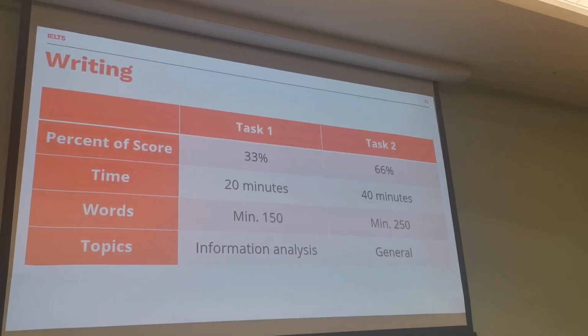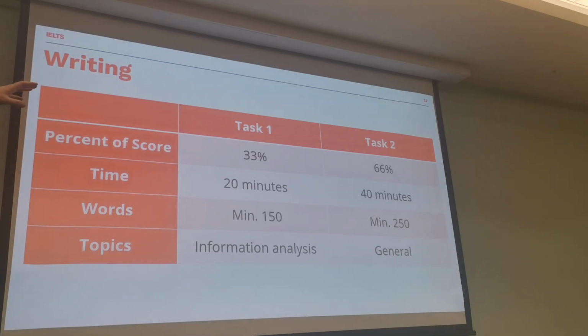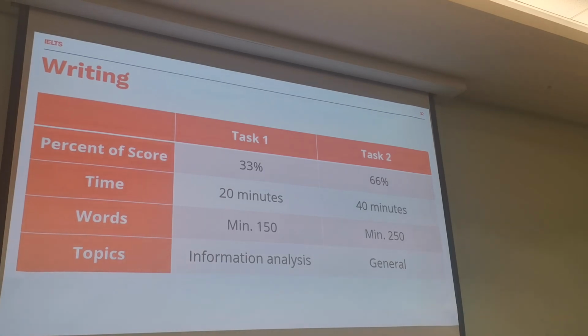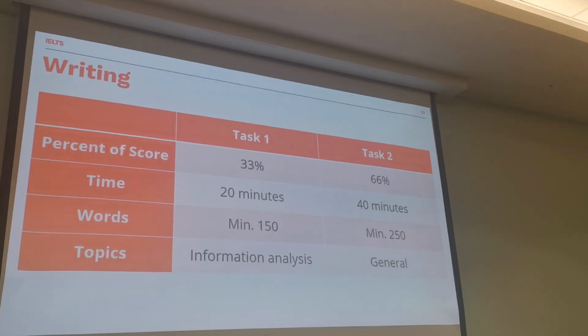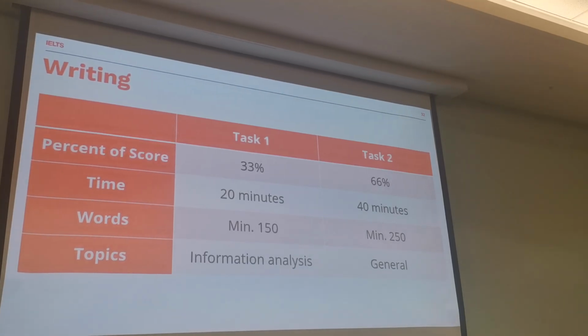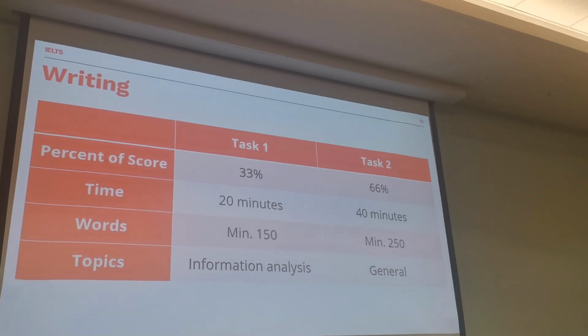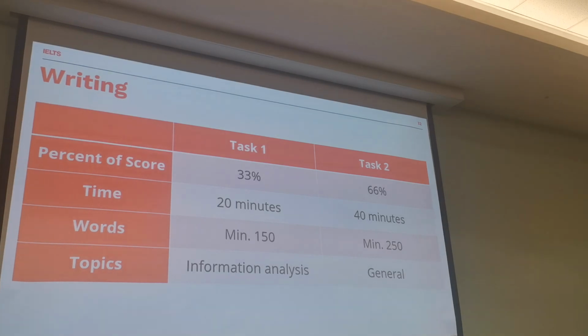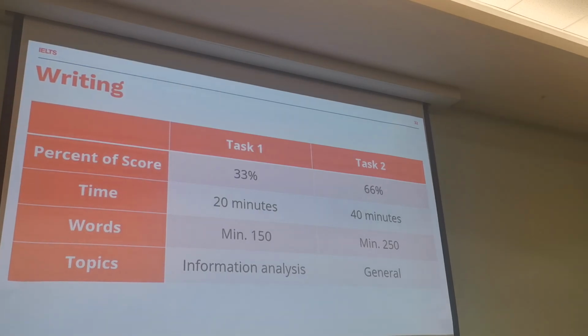And then Task 2, if Task 1 is worth 33%, this is worth 66%, it's two thirds of your marks, and then you spend two thirds of your time, 40 minutes. And this is where your own ideas come in. I'll go through some different question types in a minute, but this one you really need to plan and come up with your own ideas and explain and give examples. Very, very different styles of questions. One's a report, one's an essay.